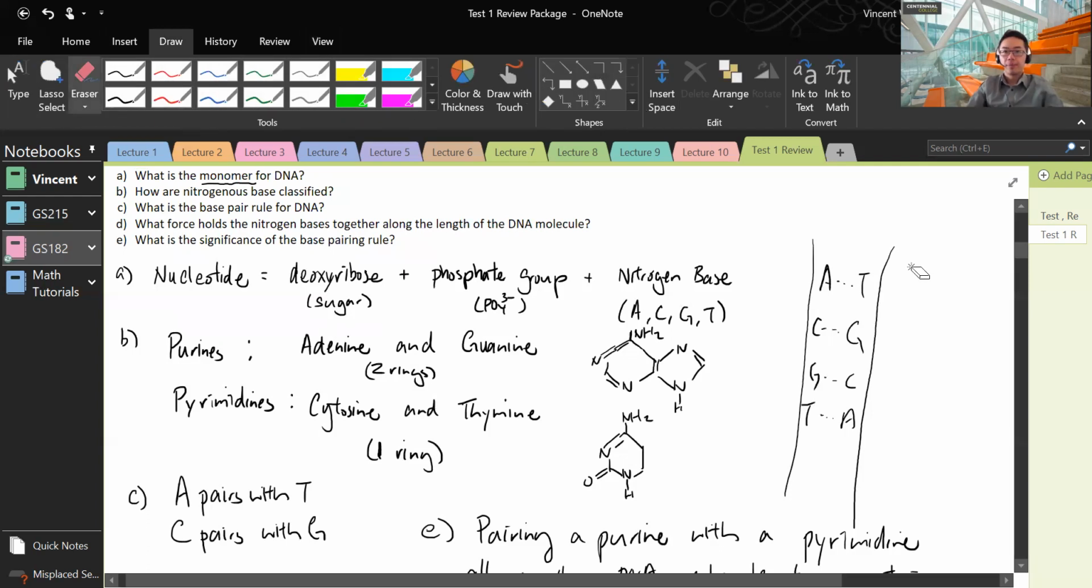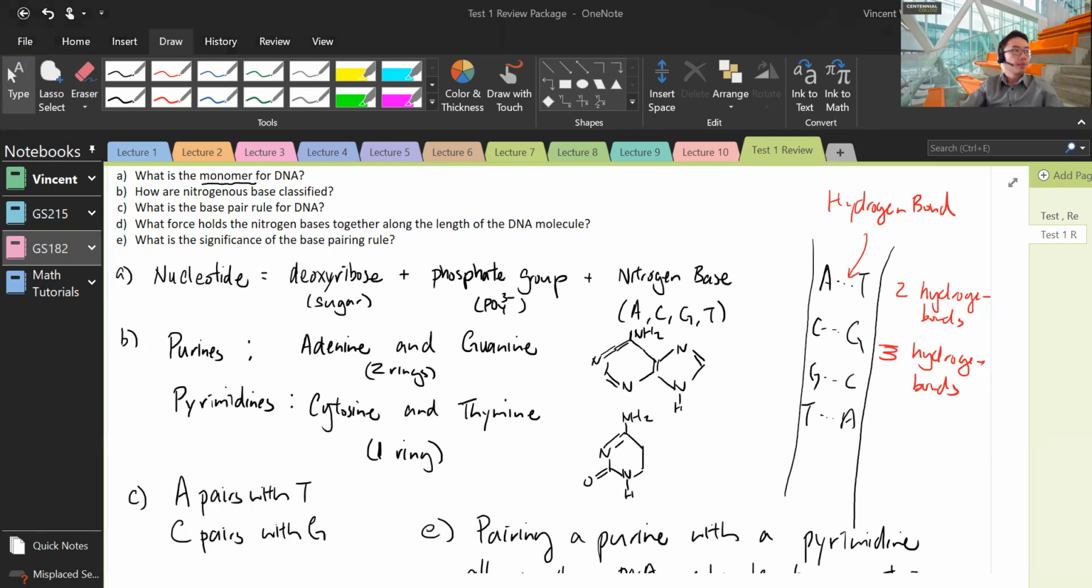Okay, thank you, Tyler, again. That is the hydrogen bond. All right. Two hydrogen bonds between A and T, and three hydrogen bonds between C and G. Okay. So it's easier to pull it apart if you have a lot of A's and T's compared to a lot of C's and G's.